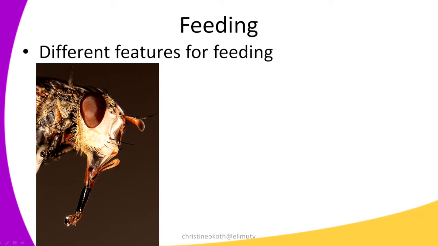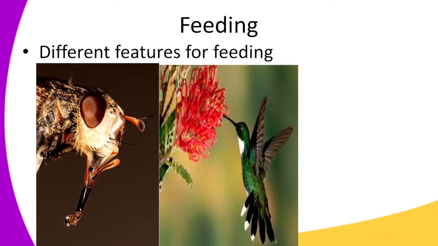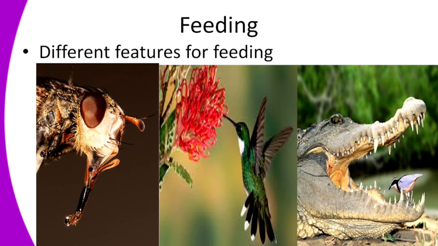For example, we have a mosquito. It has a sharp mouthpart called proboscis that helps it in sucking blood. Then we have a type of bird here. It has a very long beak that it normally uses while sucking the nectar in plants.